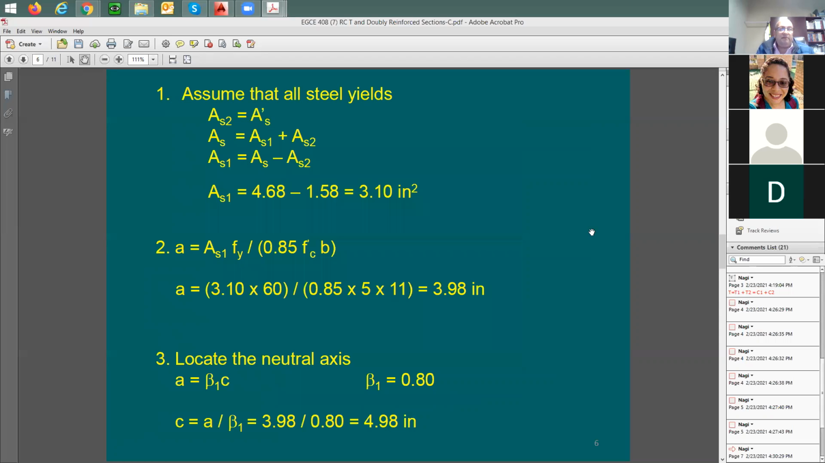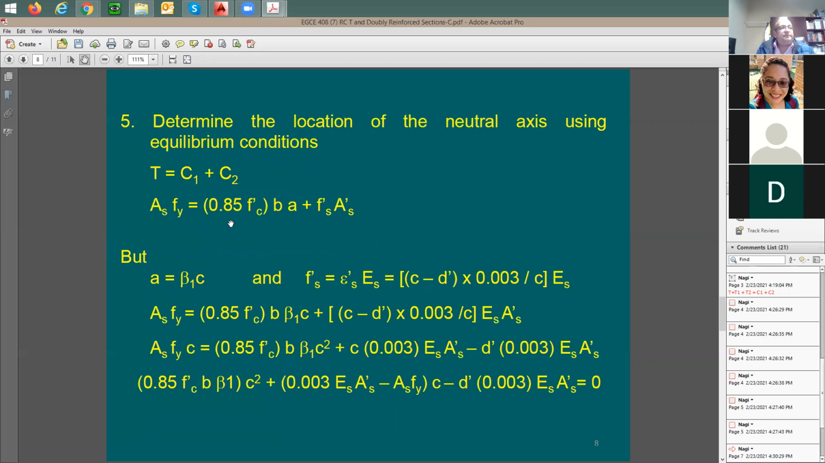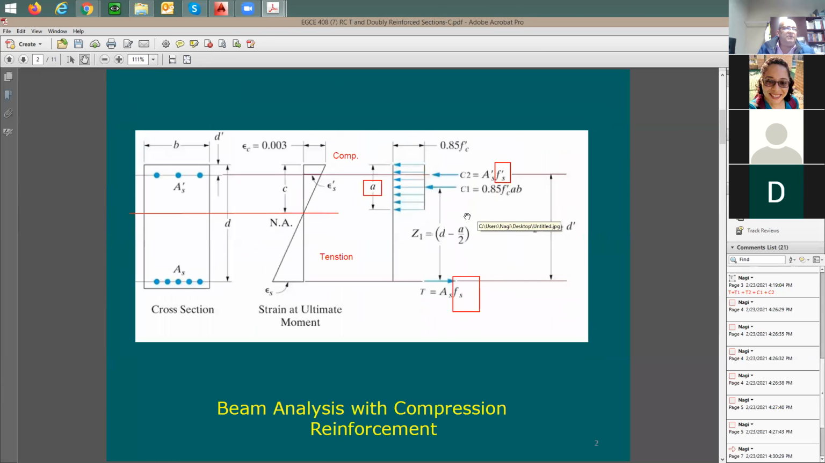So now I said, let me rewrite the entire equations in a generic format. Are you guys ready for this generic format? Now, you know the tension is going to be equal to compression. So the tension force is going to be equal to C1 plus C2. You have seen this before, right? Tension is going to be equal to C1 plus C2.